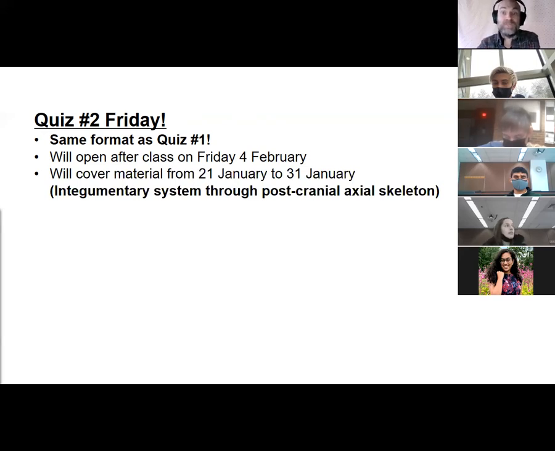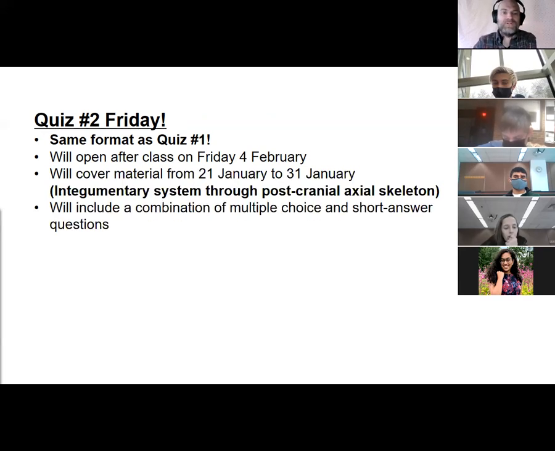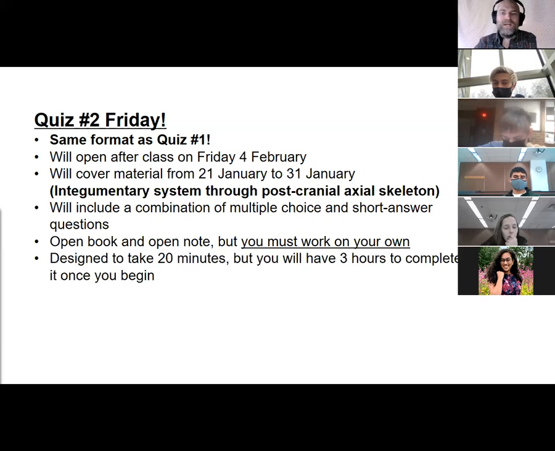So specifically, you need to know the integumentary system, bones, and the skeletal system. So that includes cartilage, and then the skeleton, not including the appendicular skeleton, so not including what we covered today. You'll have short answer and multiple choice questions, just like last time. Open book, open note. You got to do it yourself, and it's designed to take 20 minutes.